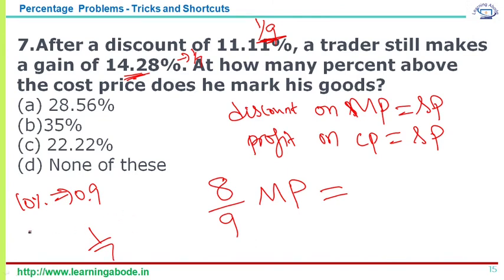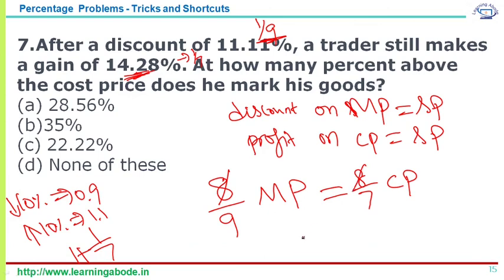If it is a 10% profit, I would write it as 1.1, that is 1 plus the 10 percentage. Similarly, 14.28 is 1 by 7, so that is 1 plus 1 by 7. So that's 8 by 7. So 8 by 7 of the cost price, that is 14.28 percentage gain on the cost price. Now the problem becomes very, very simple. 8 and 8 get cancelled.